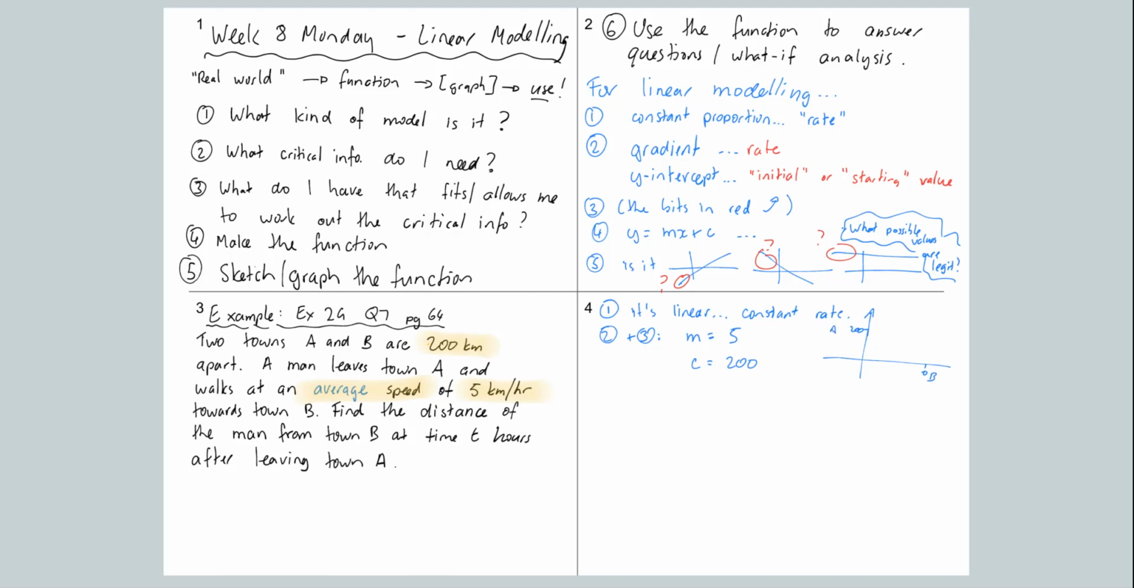This is not meant to be a proper graph. It's meant to be just so I can try and visualize it, and I can see that it's going to go down like that, but in a linear fashion, not like I've drawn, at 5 kilometers per hour. So as soon as I draw that, I can see that I've got a downward slope.